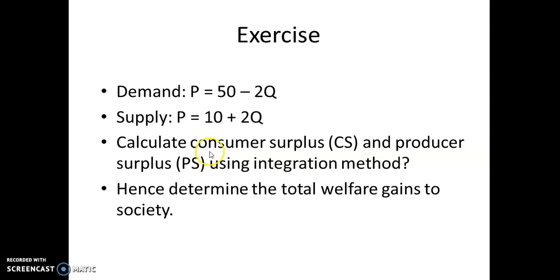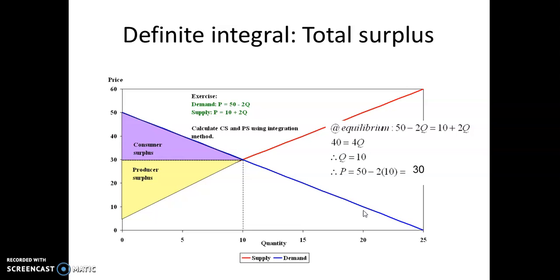So it says calculate the consumer surplus and producer surplus using the integration method, and it also says hence determine the total welfare gains to society. So it just means calculate total surplus. Now, first off, if you just use half base times height, because you've got linear functions and you can very easily calculate the areas of these triangles, you would get your consumer and producer surplus very easily, right?